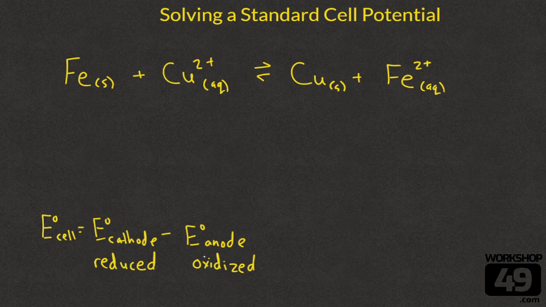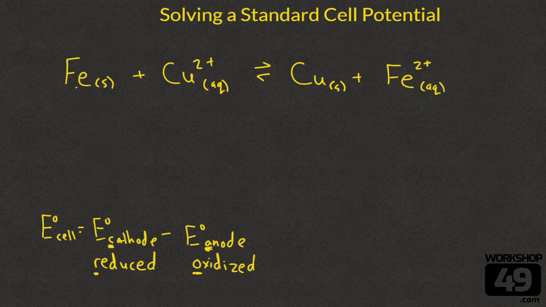And even after all this time, I still remember that by matching my vowels. So A for anode, O for oxidized, 2 vowels, C for cathode, R for reduced. That's how I remember it, even after all this time. So what we're going to have to do is look at our equation up above and determine which substance is being oxidized and which substance is being reduced. We can do this by filling in our oxidation numbers.